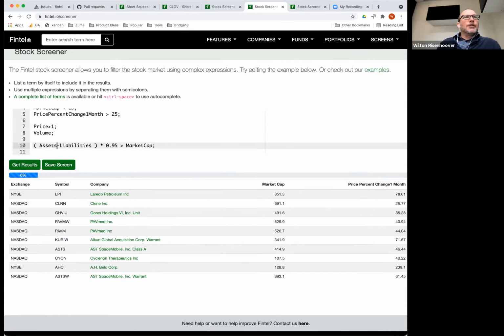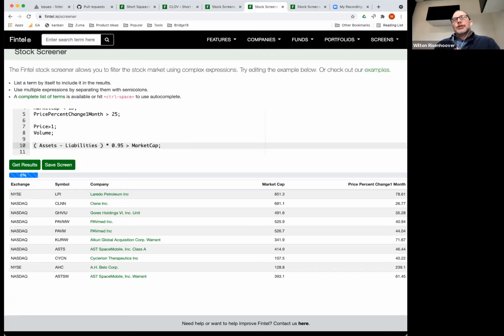So if you're an accountant, or if you follow Benjamin Graham, investing from The Intelligent Investor, you might recognize this as the net current asset value formula, which is basically he would take the current assets minus the total liabilities of a company, and if it was greater than the market cap, then he would consider it a buy.